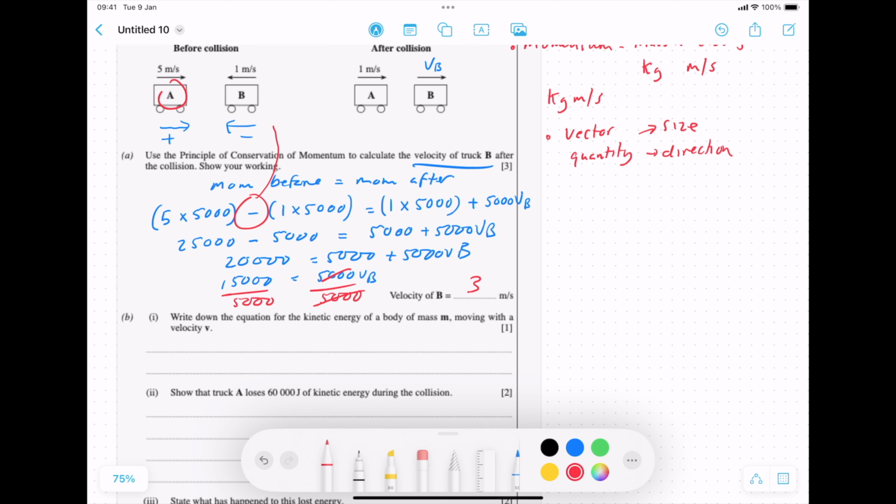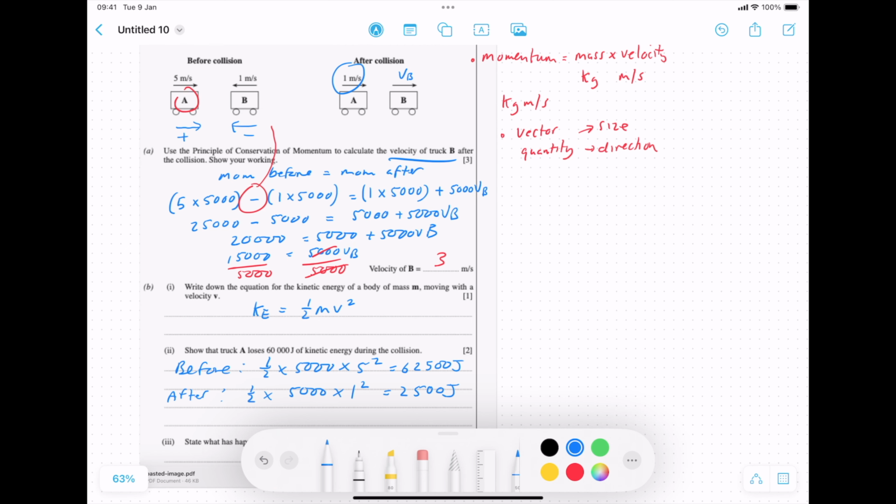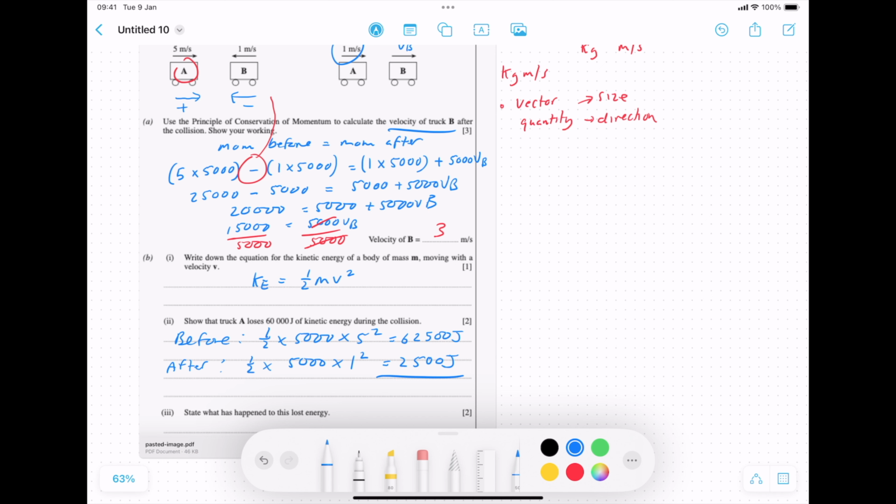Right, let's move on. Write down the equation for the kinetic energy of a body of mass m moving with velocity v. Kinetic energy, KE, is equal to half times the mass of the body times its velocity squared. Show that truck A loses 60,000 joules of kinetic energy during the collision. Before the collision it would be half times its mass, 5,000, times its velocity, which is 5 squared. So let's calculate that. Then after the collision, therefore, the difference is 62,500 minus 2,500, which is equal to 60,000.